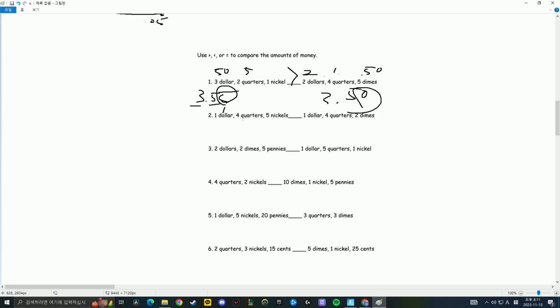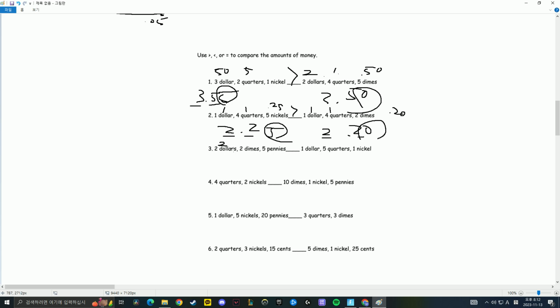$1 is 1. 4 quarters is $1. So 5 nickels is, we know 5 times 5 is 25. So that'd be $2.25. And $1 is 1. 4 quarters is also 1. And then 2 dimes is 0.10, or 10 cents times 2, which is 20 cents. So that'd be $2.20, and 2.25 versus 2.20, 5 is greater.